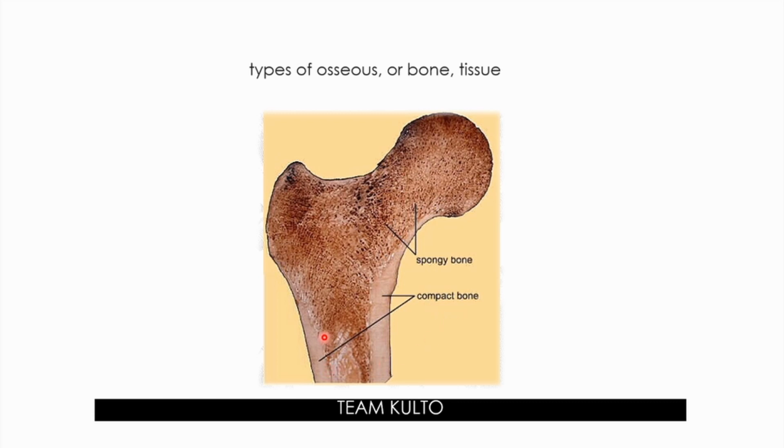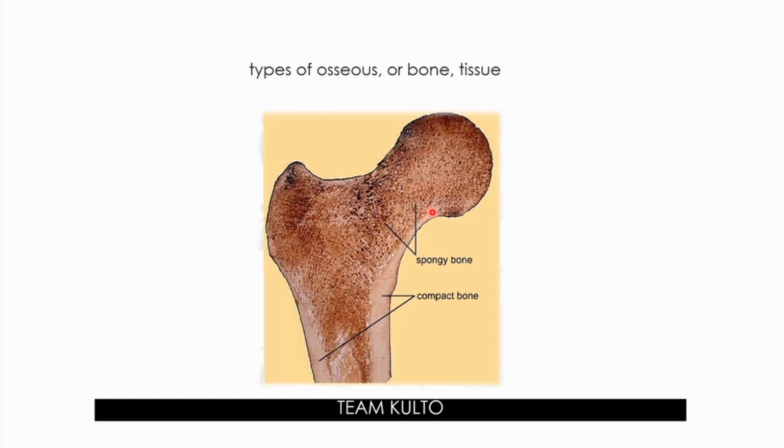They are very compact and they're very smooth, meaning siksik. Spongy bone is composed of long, needle-like pieces of bone and lots of open spaces. Kaya mukha siyang sponge. Kaya tinawag siya na spongy bone kasi pag makikita mo, parang mga butas-butas na SpongeBob, ganon.